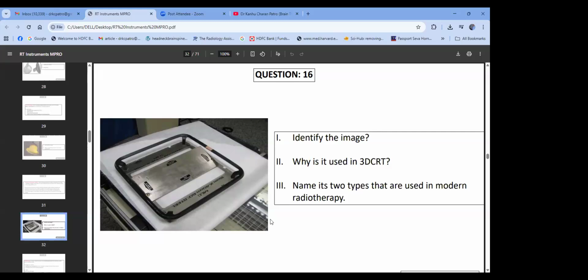Yeah. So this is a wedge filter. A wedge filter is a beam modifying device that, when kept in the path of a beam, modifies the isodose curves. That is, it tilts the isodose curve toward a specific side. So the wedge basically has a heel and a tip. When we keep the wedge in the path of the beam, the rays passing through the heel get attenuated and the isodose curve shifts towards the opposite side.